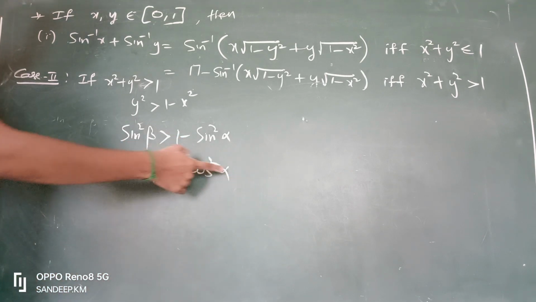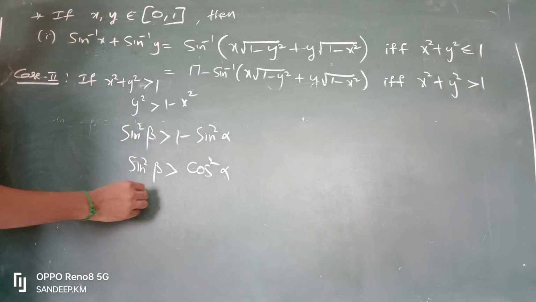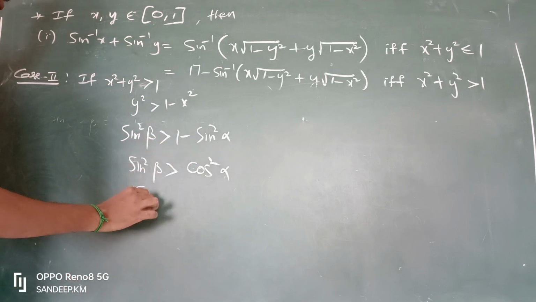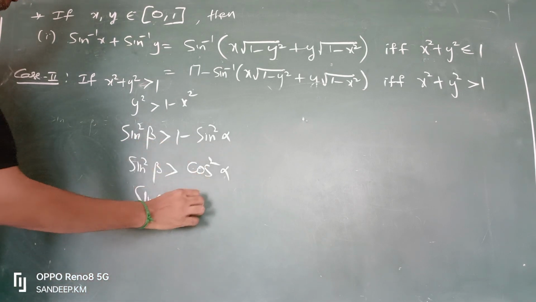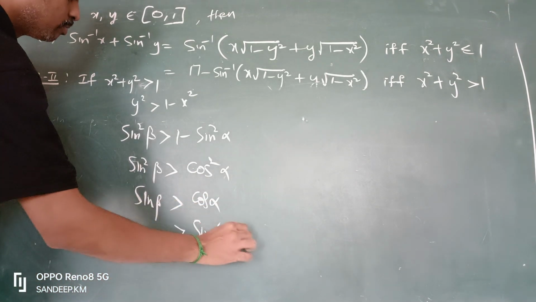Since beta and alpha are first quadrant angles, sin beta is positive, and cos alpha is also positive. Therefore, no need of squares, I can say sin beta is greater than cos alpha. And cos alpha means sin of 90 minus alpha.